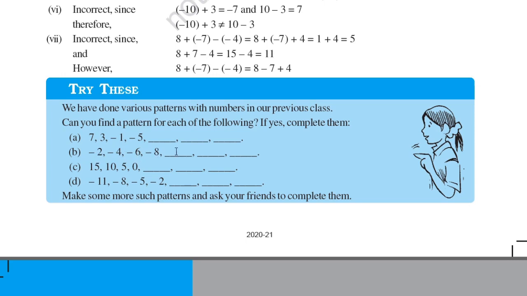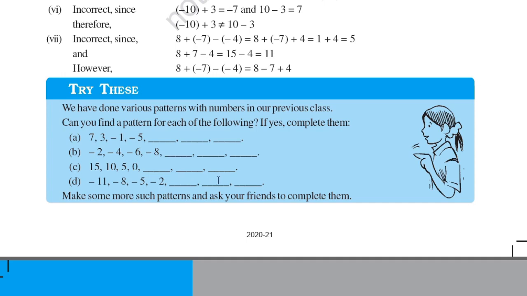Similarly here also we are subtracting 5. 15 minus 5 is equal to 10. 10 minus 5 is 5, then 0, minus 5, minus 10, minus 15, and so on. Here we are adding 3 each time. Minus 11 plus 3 is equal to minus 8, plus 3 is equal to minus 5, plus 3 is equal to minus 2, plus 3 is equal to 1, plus 3 is 4, and then 7. So you can get it here.